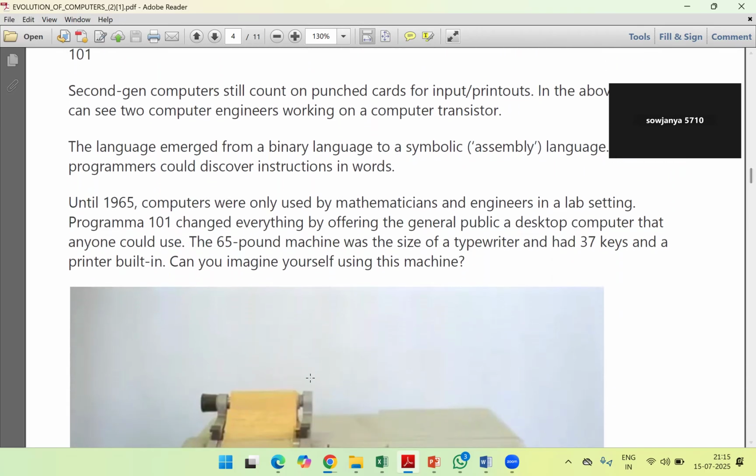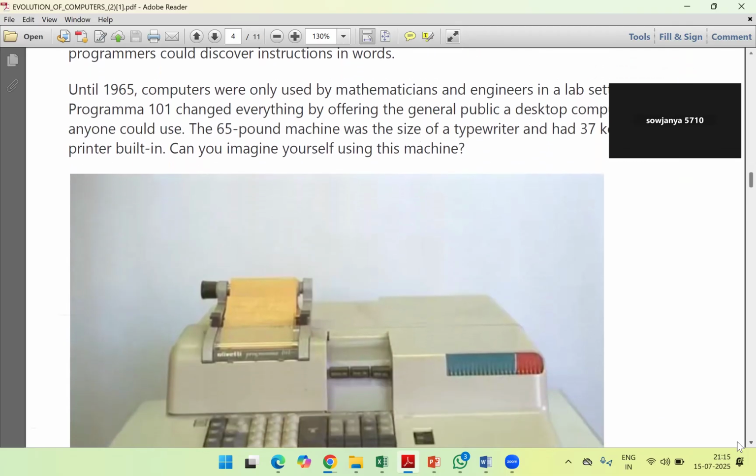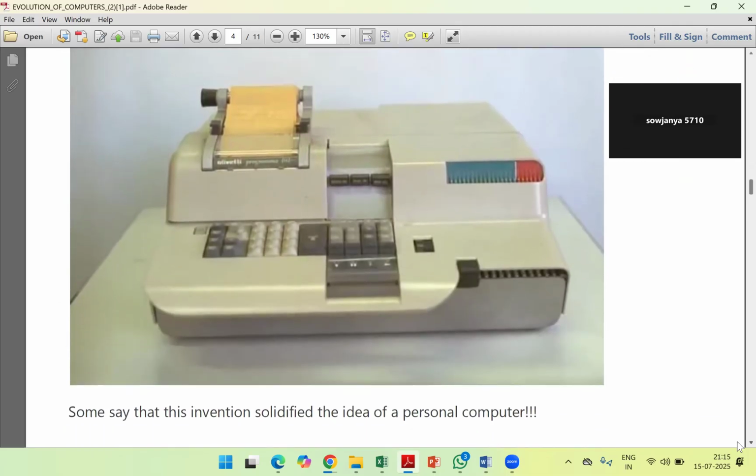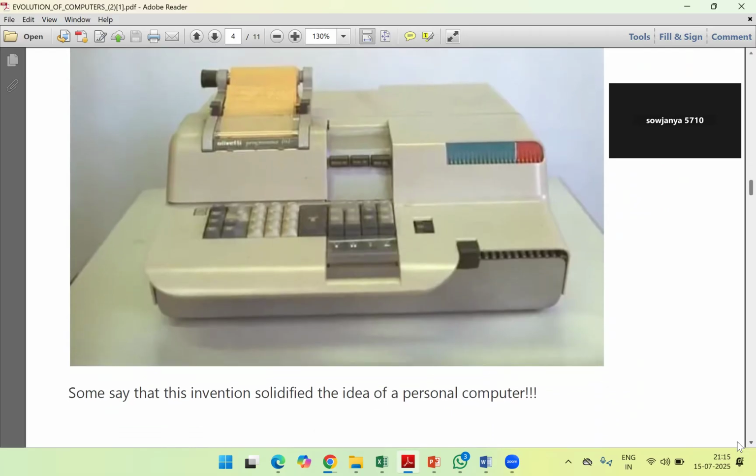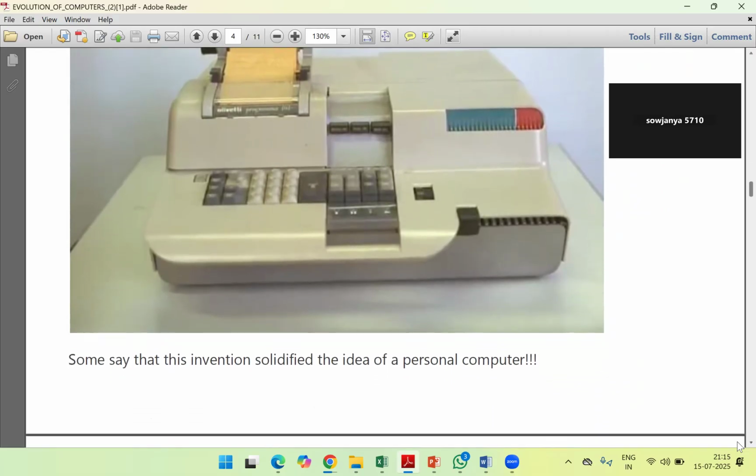Until 1965, computers were only used by mathematicians and engineers in lab settings. Then the Programma 101 changed everything. It was a desktop computer for the general public, a 65-pound machine the size of a typewriter with 37 keys and a built-in printer. This 65-pound machine is like a typewriter. This is the first computer that is called what? Personal computer.